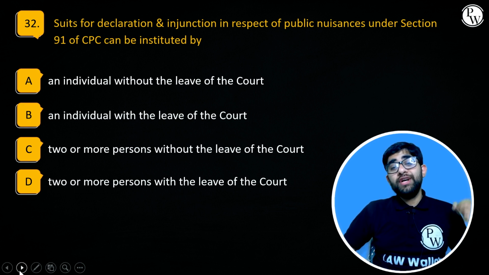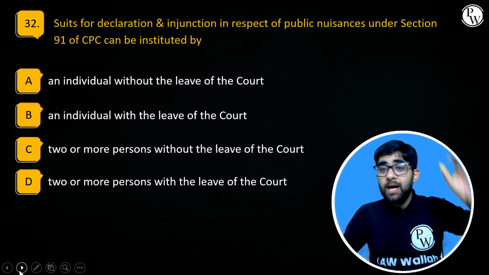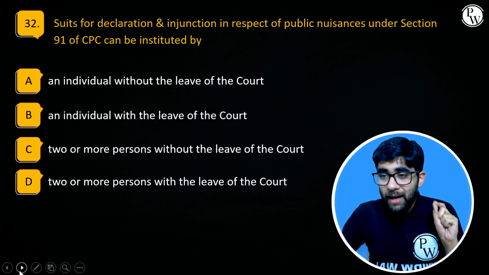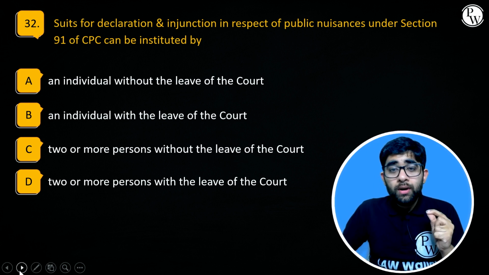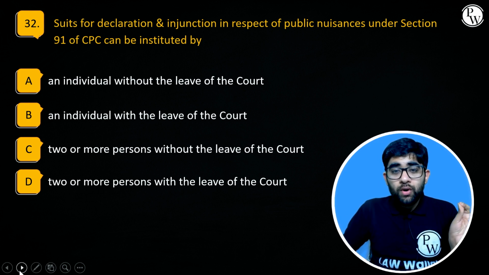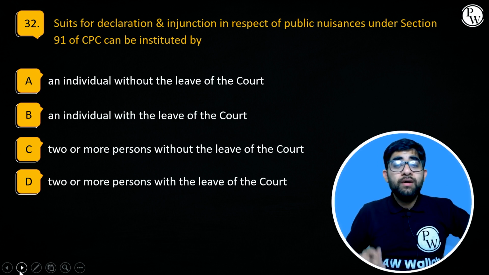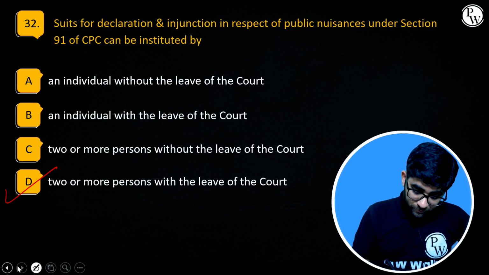Next, suits for declaration and injunction in respect of public nuisances under section 91 can be instituted by an individual without the leave of the court, an individual with the leave of the court, two or more persons without the leave of the court, or two or more persons with the leave of the court. The answer is two or more persons with the leave of the court.